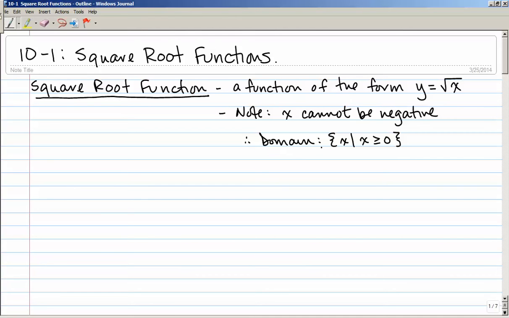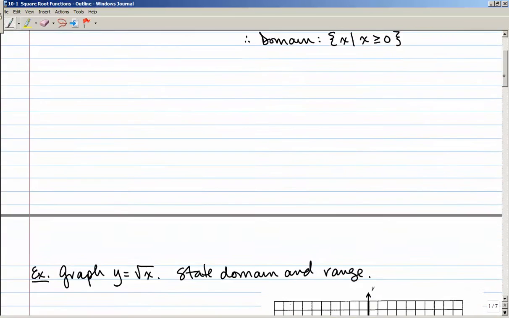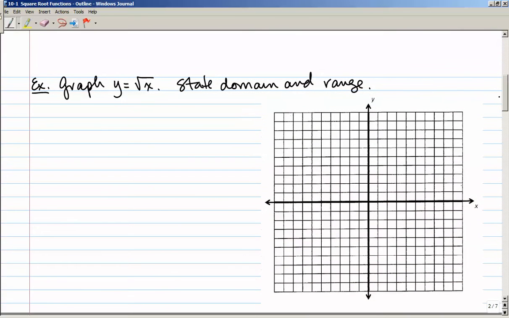Therefore, the domain of this, the values of x that will work, are all the values of x such that x is greater than or equal to 0. In other words, x has to be 0 or any number greater than that. Let's take a look at an example.